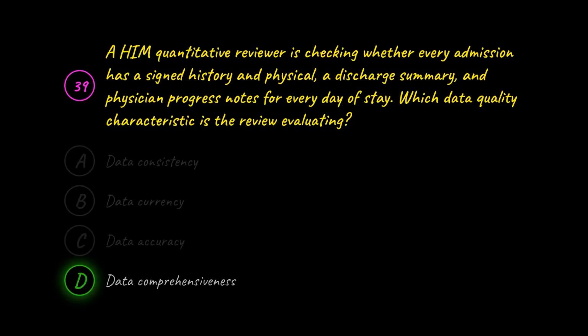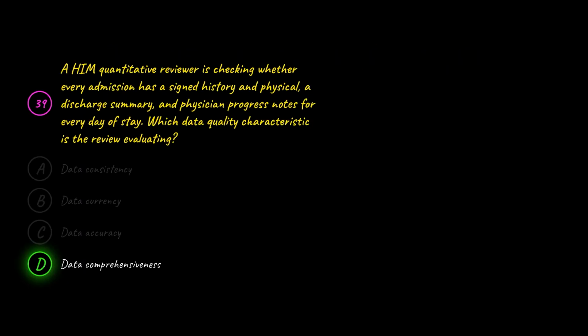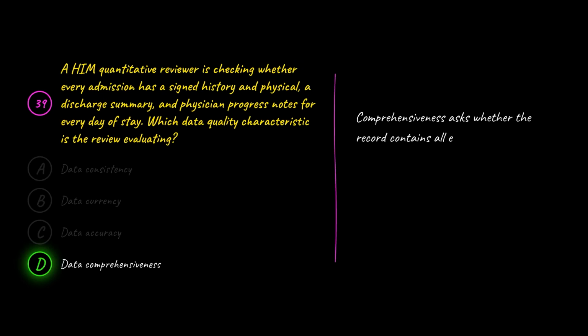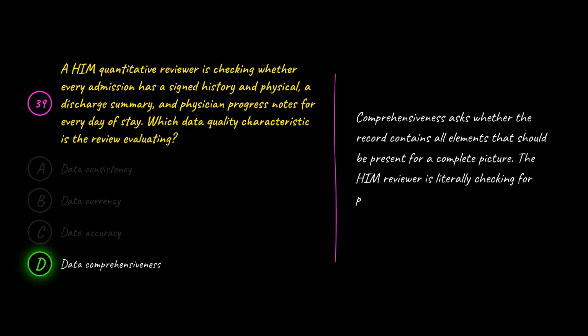The correct answer is D. Data comprehensiveness. D is correct because comprehensiveness asks whether the record contains all elements that should be present for a complete picture. The HIM reviewer is literally checking for presence of required document types across the stay.